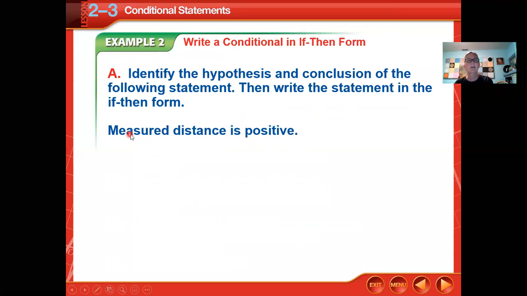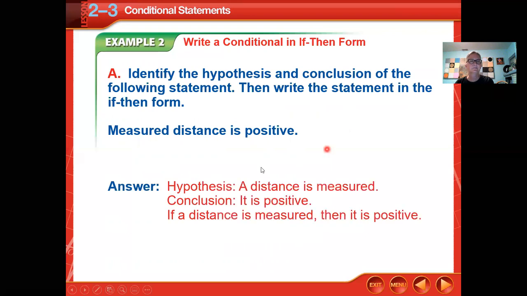So what is the hypothesis and what is the conclusion of this statement? The hypothesis is if a distance is measured, then it is positive.